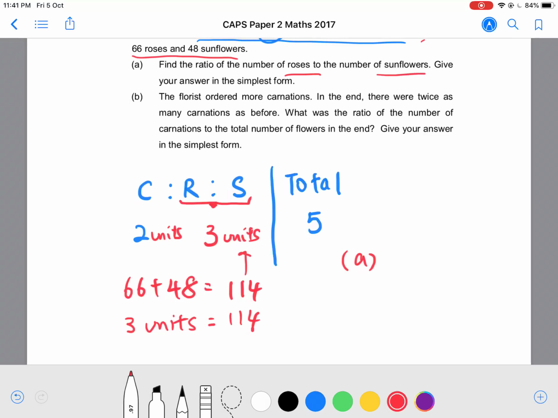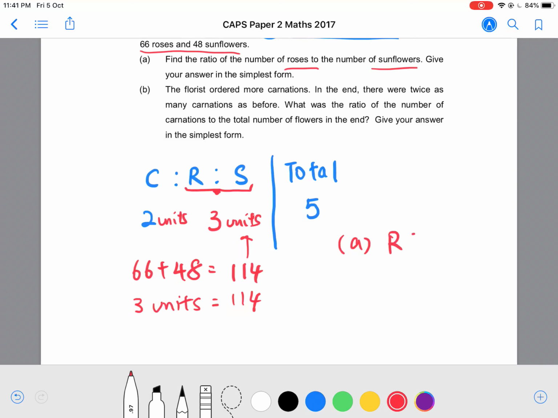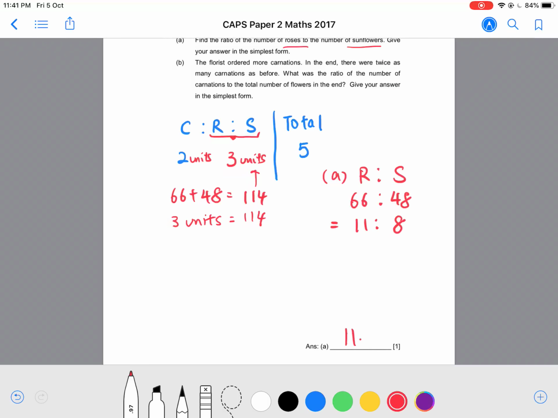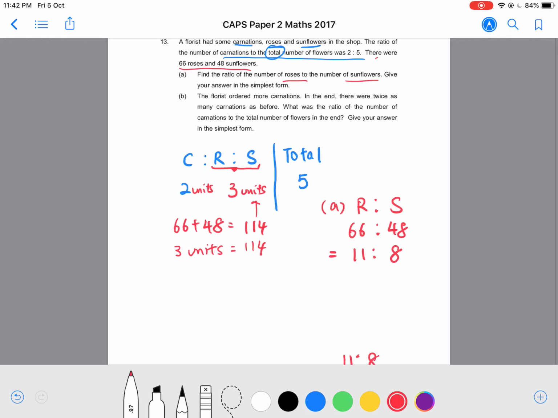Part A, easy. Roses to the number of sunflowers. Alright, so we are going to use the number as per given. Roses to sunflower. Roses is 66. Sunflower is 48. Simplest form would be 11 is to 8. So that's the answer for part A. 11 is to 8. Please get the order right. If your answer is 8 is to 11, it's wrong. That's for part A. Alright, now let's go back to part B again.